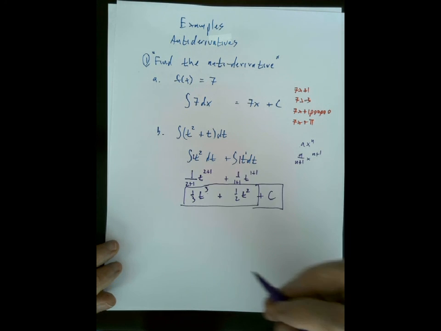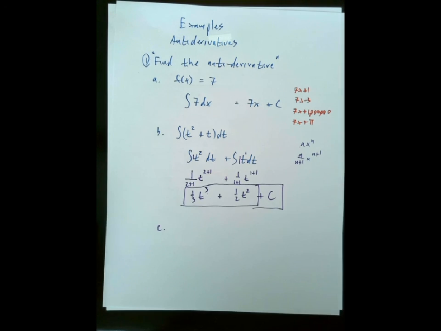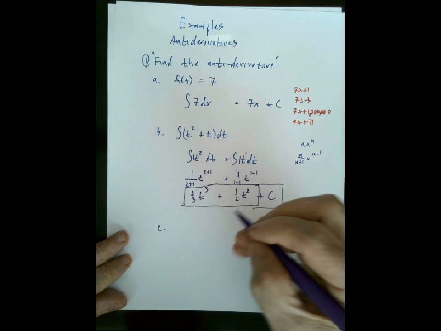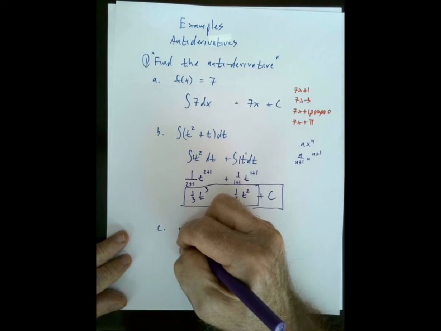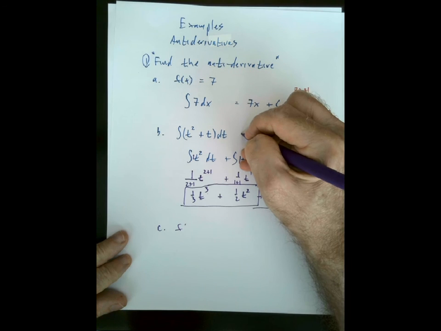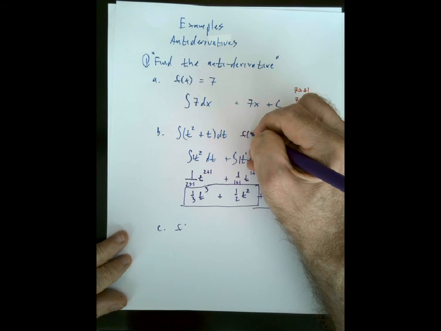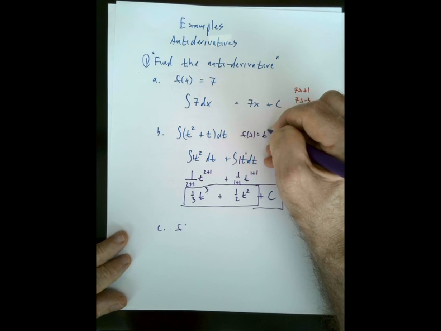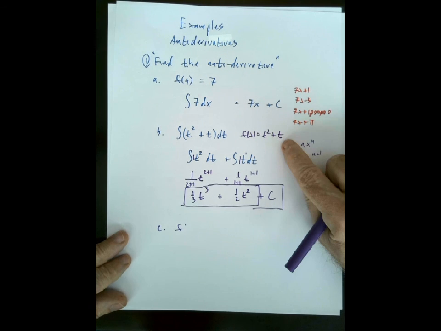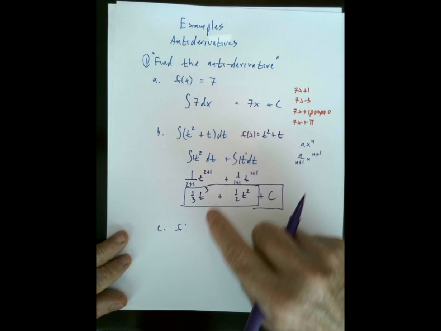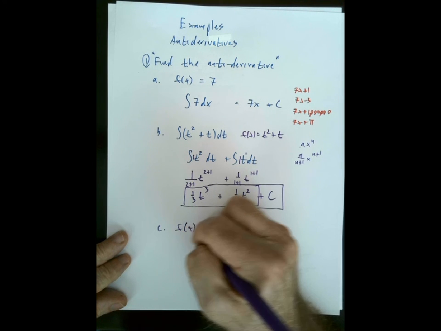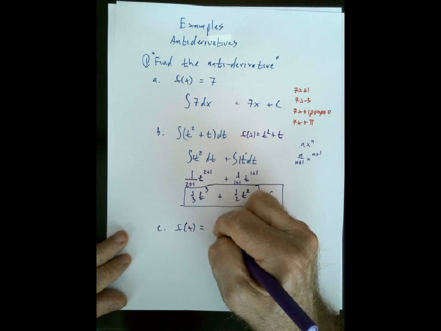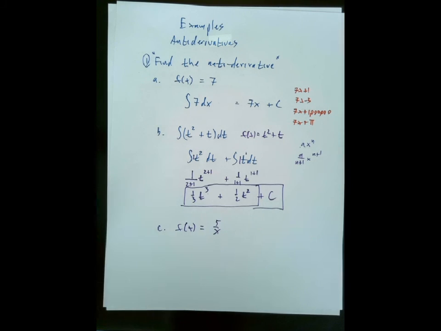All right, how about c? Here's an interesting looking one. By the way, this one would just be written as this. What's the antiderivative? Well, we'd write it as that. So how about this one? Now, f of x is equal to, say, 5 over x. What's the antiderivative of that?